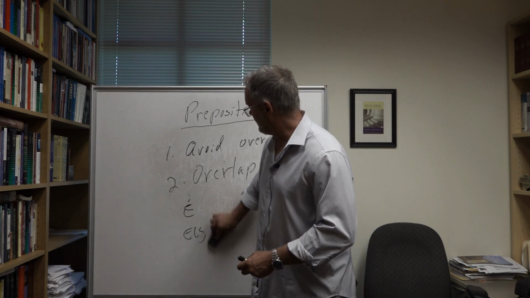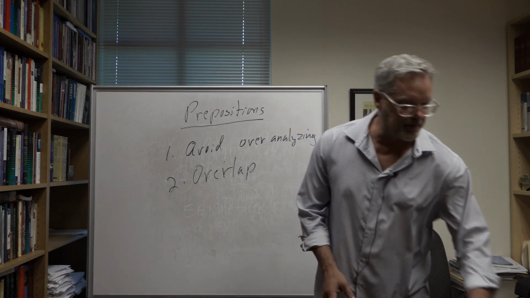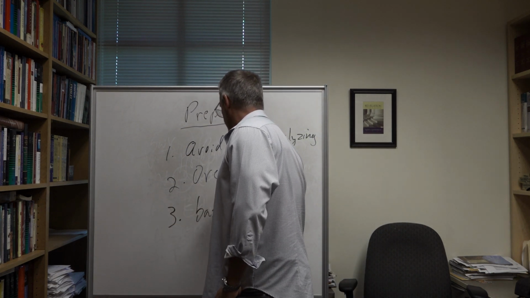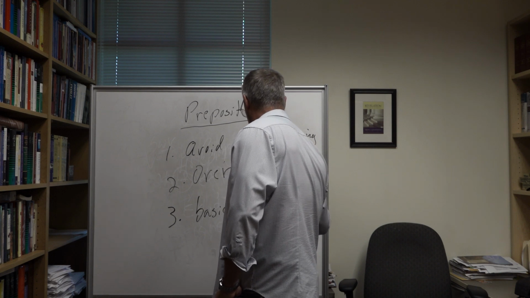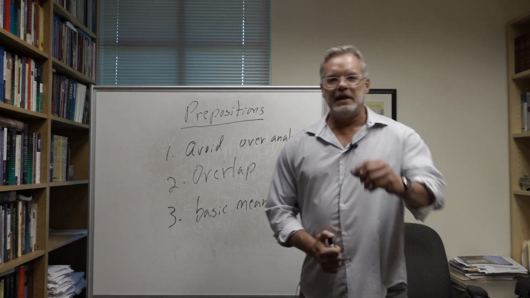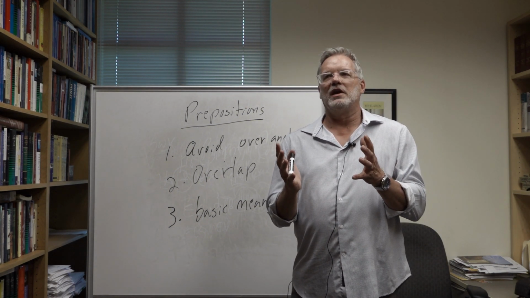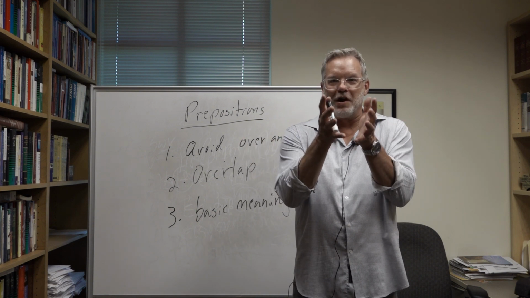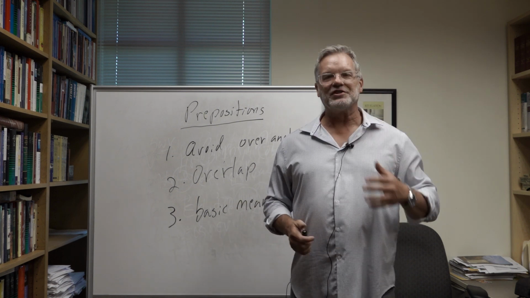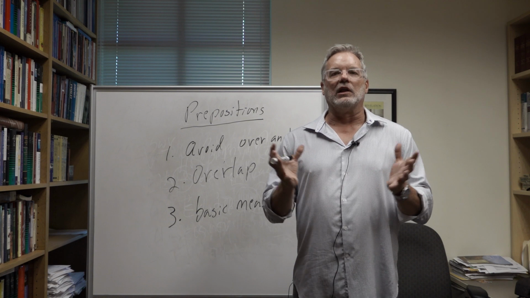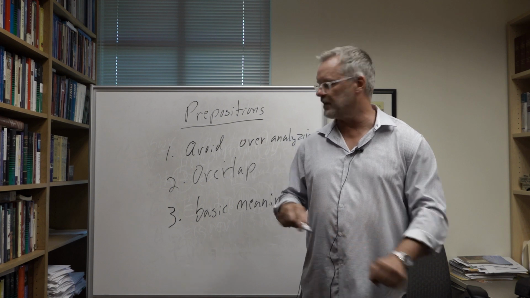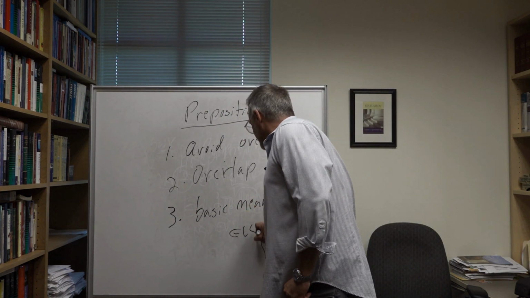A third thing to keep in mind with prepositions is that sometimes prepositions seem to have, without committing the root fallacy that every word has a basic meaning that lies behind everything, a local meaning that allows them to extend into other areas or other meanings. For example, the preposition eis.